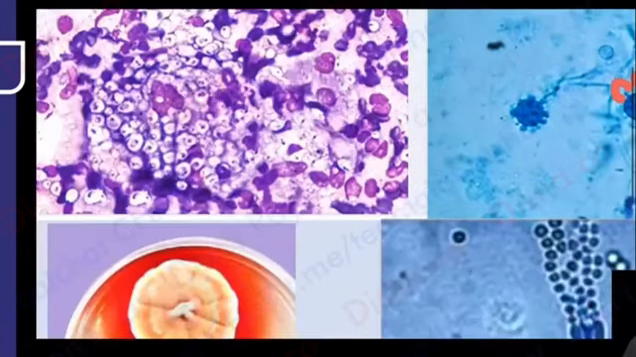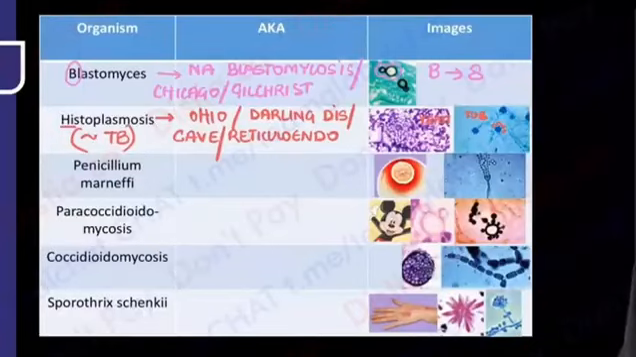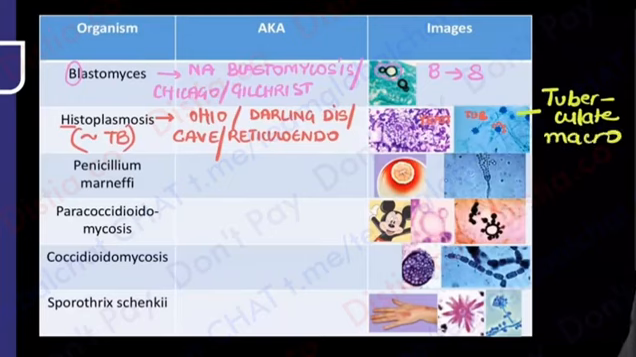So if you remember these 2 pictures, this was the yeast form and this was the form that was the tuberculate macroconidia. So please remember this very famous thing. Histoplasmosis shows you tuberculate macroconidia.